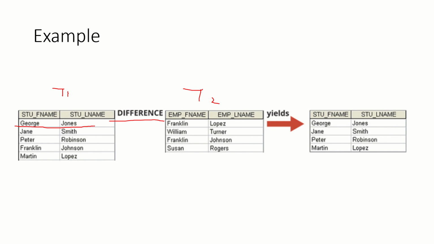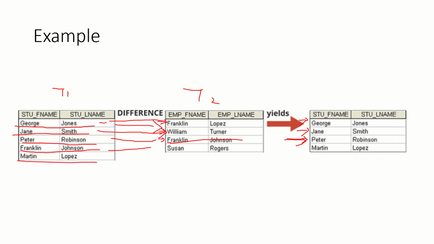So they will see right here, George Jones, do they have a match right here? No, so this is unique. They will put it down over here. Jane Smith, can they find Jane Smith right here? No, so we put it here. Peter Robinson, do we have Peter Robinson? No, so we put it over here. Franklin Johnson, do we have Franklin Johnson? We check 1, 2, 3. This is Franklin Johnson. So that means it is not unique, so it does not go into this table.